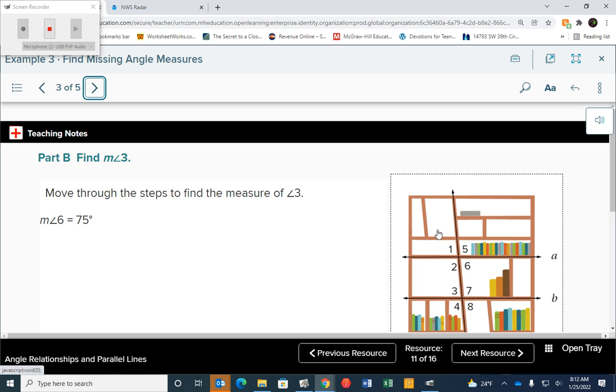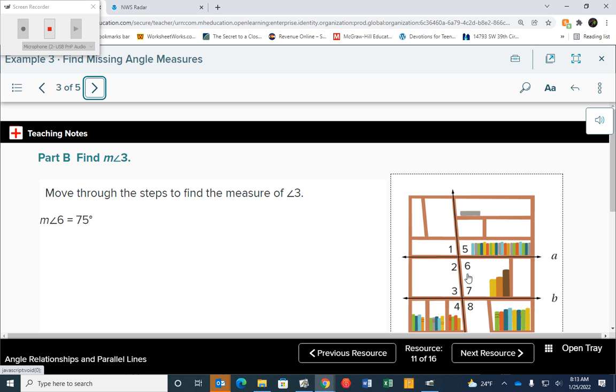Alternate exterior angles. What about 2 and 3? Are they corresponding? They're not either one, because they're on the same side. 2 and 7 are alternate interior. 6 and 3 are alternate interior.